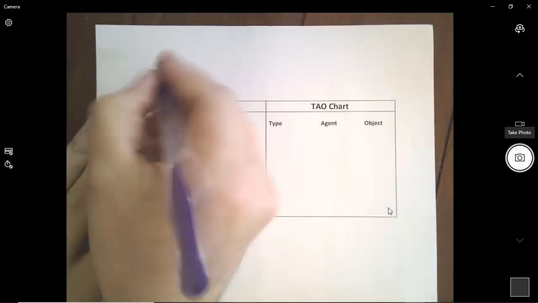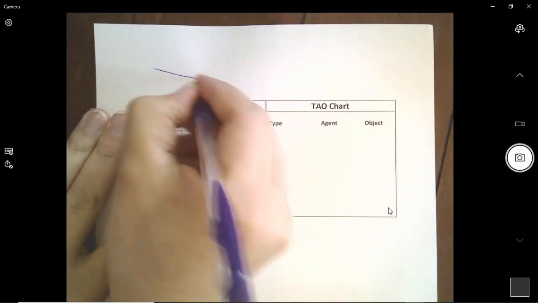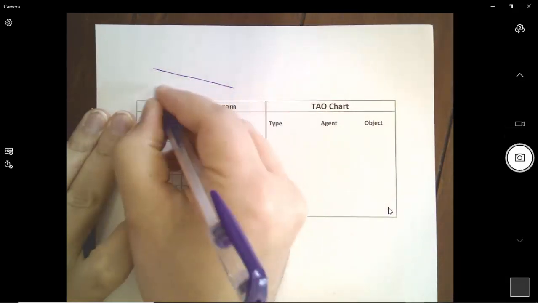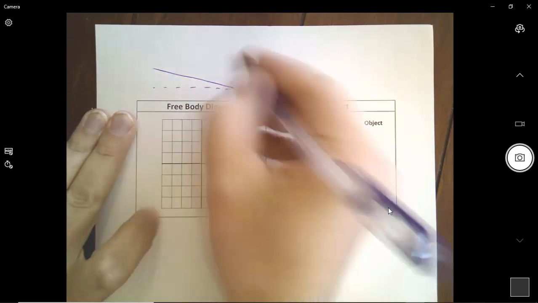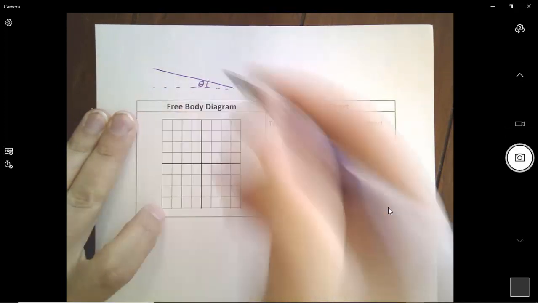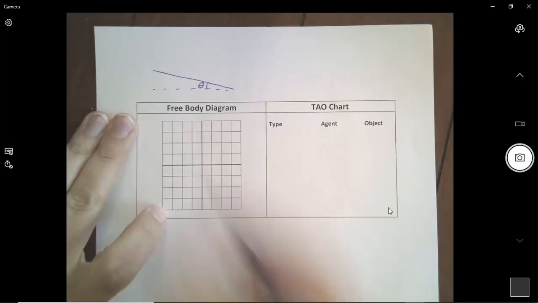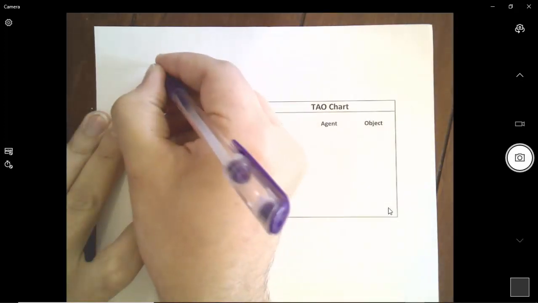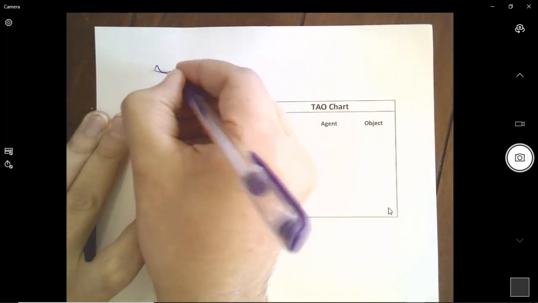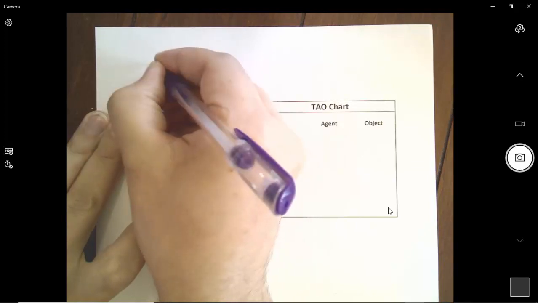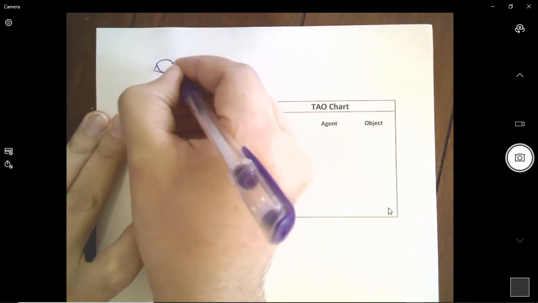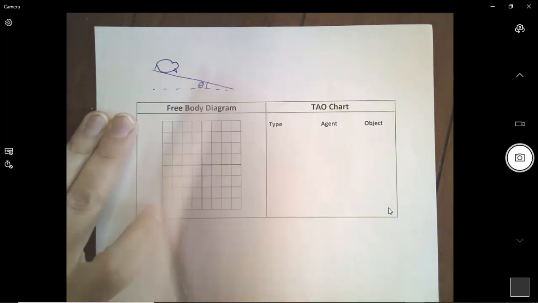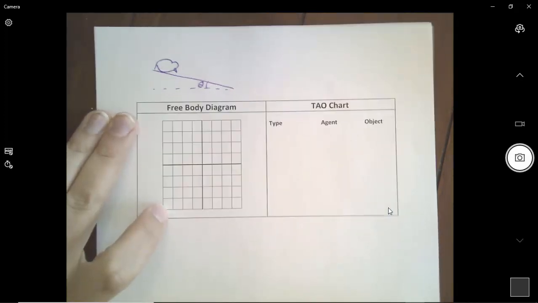So here is our penguin. It's on an icy slope. We know that this angle is our 11 degrees. I'm just going to call that theta. I'm going to attempt to draw a little penguin. That's good enough for me. And we need to draw a coordinate system as well.